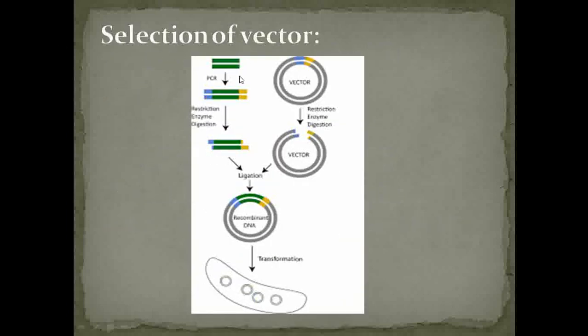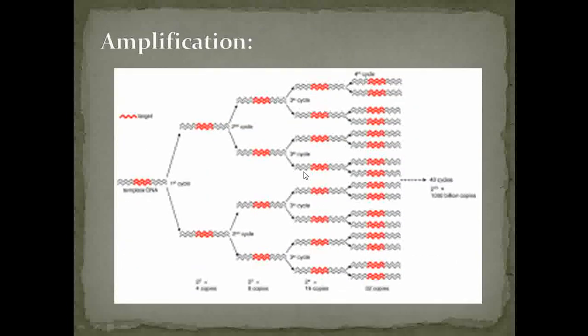Once again, see here, this is the gene of interest. By using the restriction enzyme, we are going to cut it. Then there is a selection of vector. After selection of vector, once again by using the restriction endonuclease, we have to cut that vector. After cutting that vector, we have to insert the gene of interest into the vector, and we have to recombine or rejoin that vector. After rejoining the vector, we have to amplify the DNA.